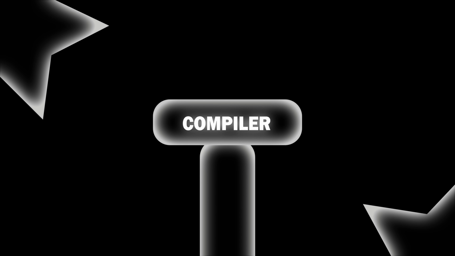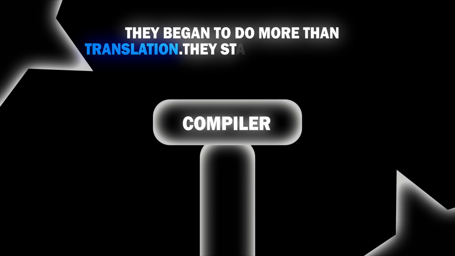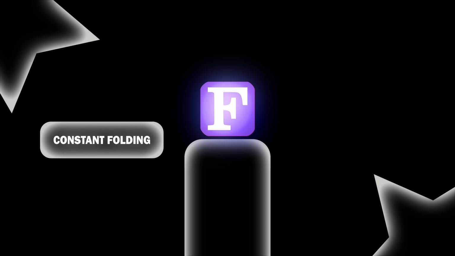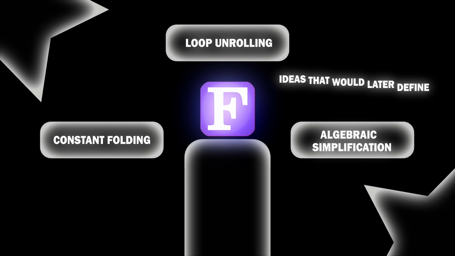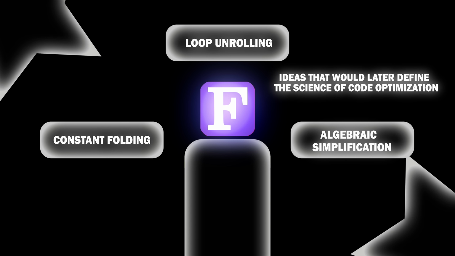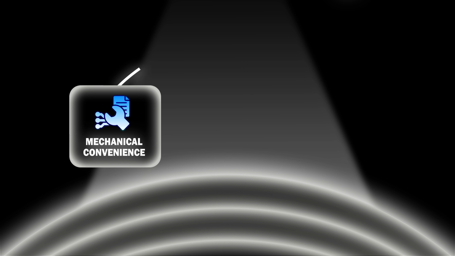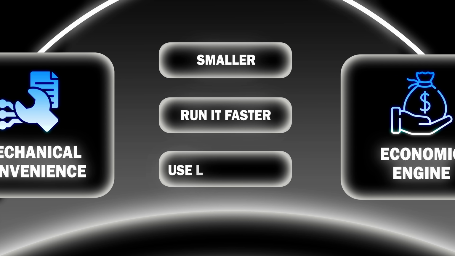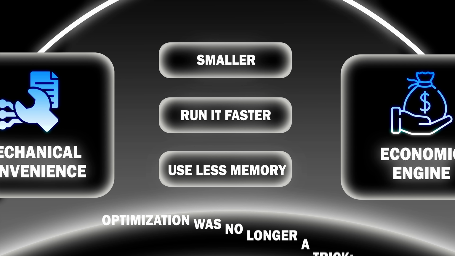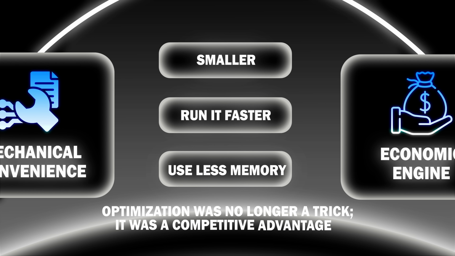As compilers matured, they began to do more than translation. They started to optimize. Early Fortran compilers performed constant folding, loop unrolling, and algebraic simplification, ideas that would later define the science of code optimization. What began as a mechanical convenience became an economic engine. Make the code smaller, run it faster, use less memory. Optimization was no longer a trick, it was a competitive advantage.